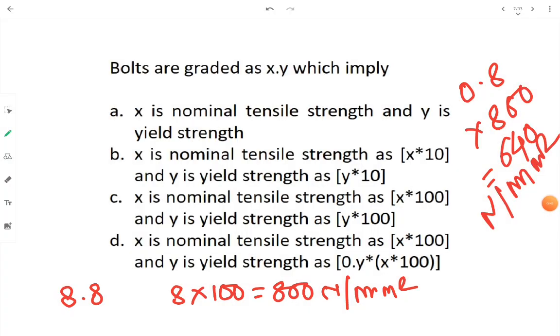Okay, option D is the one that depicts the correct description that we just discussed in this example. X is nominal strength which is given as X into 100. Okay, the digit before the decimal point is multiplied by 100, that gives us nominal tensile strength, and Y is yield strength which is given as 0.Y into the obtained nominal strength. Okay, obtained nominal strength is X into 100, therefore it is 0.Y into X into 100. Okay, therefore option D is the correct answer.